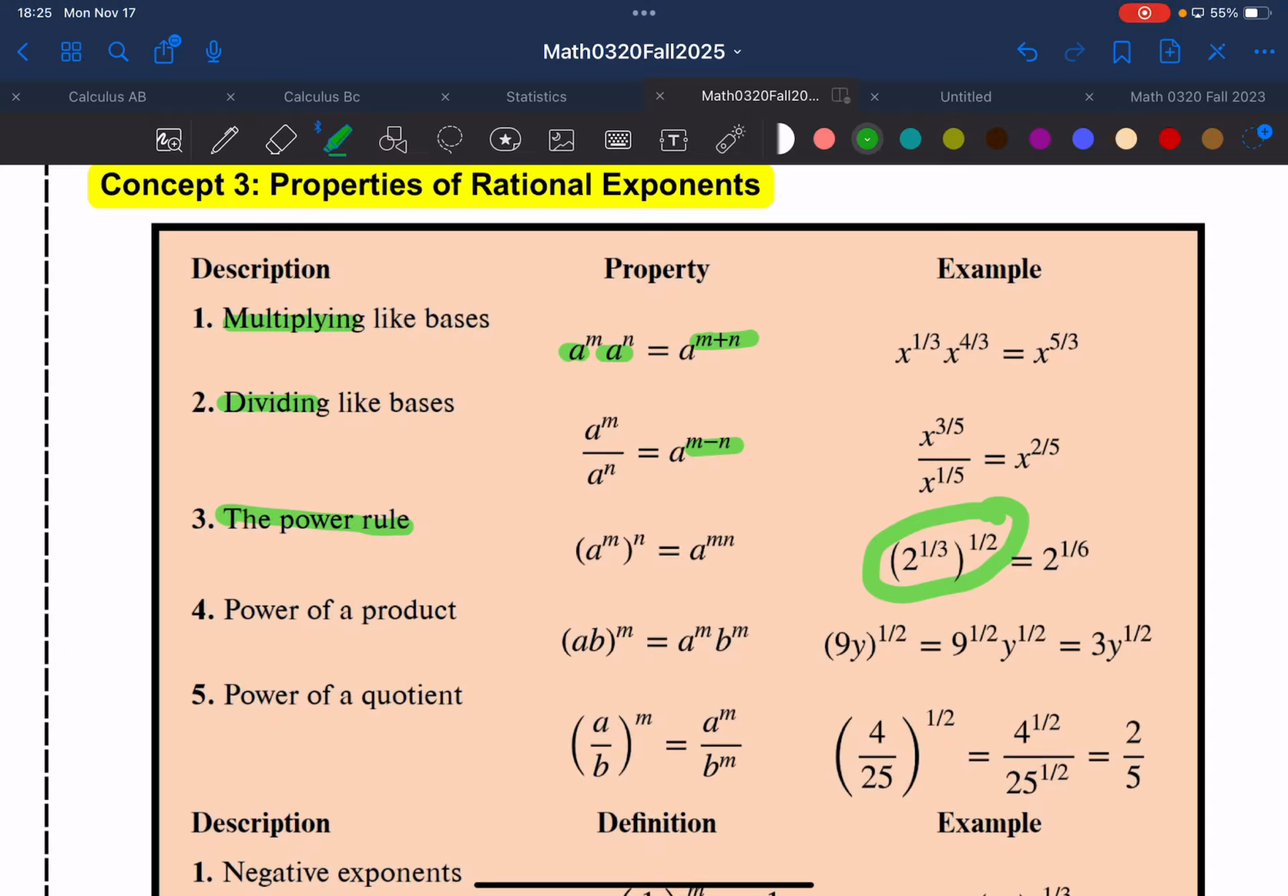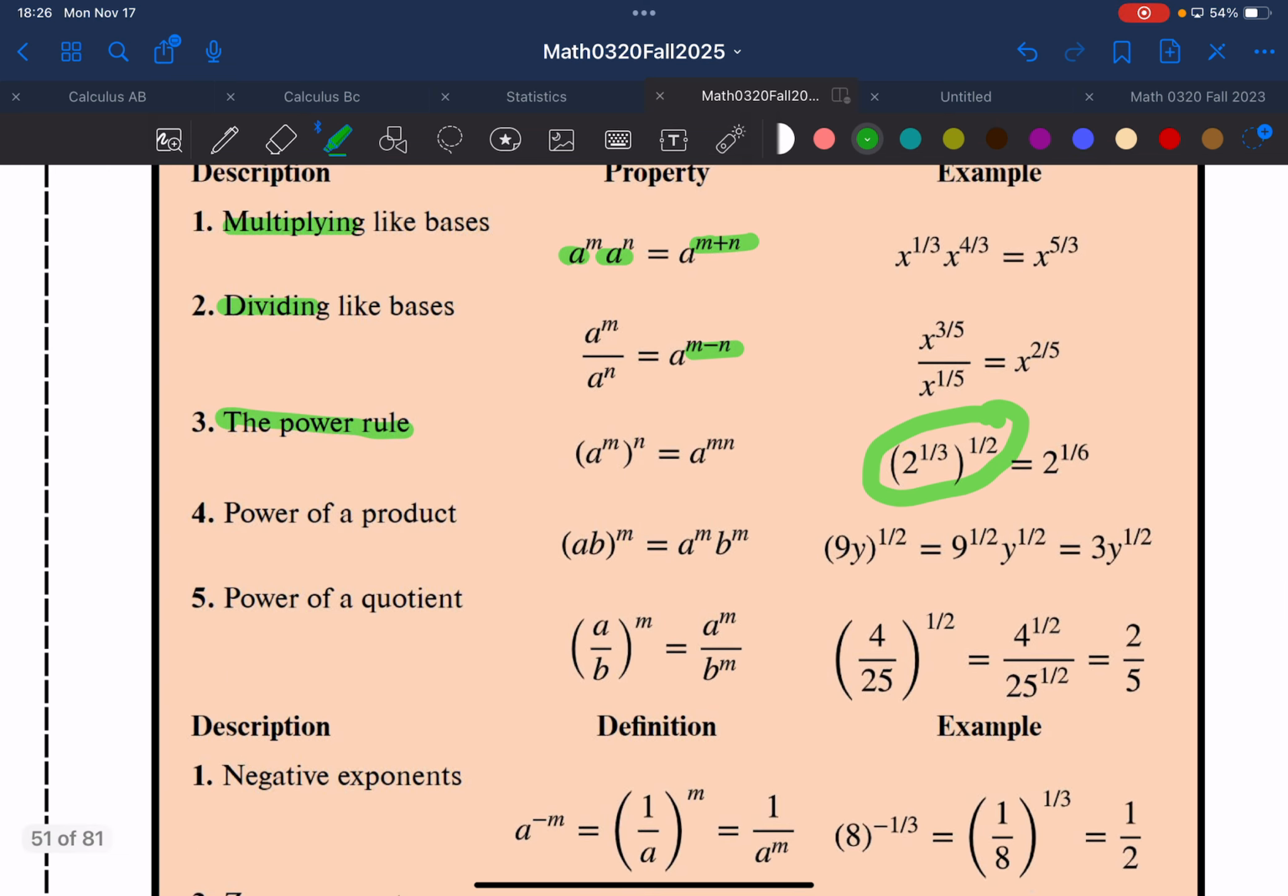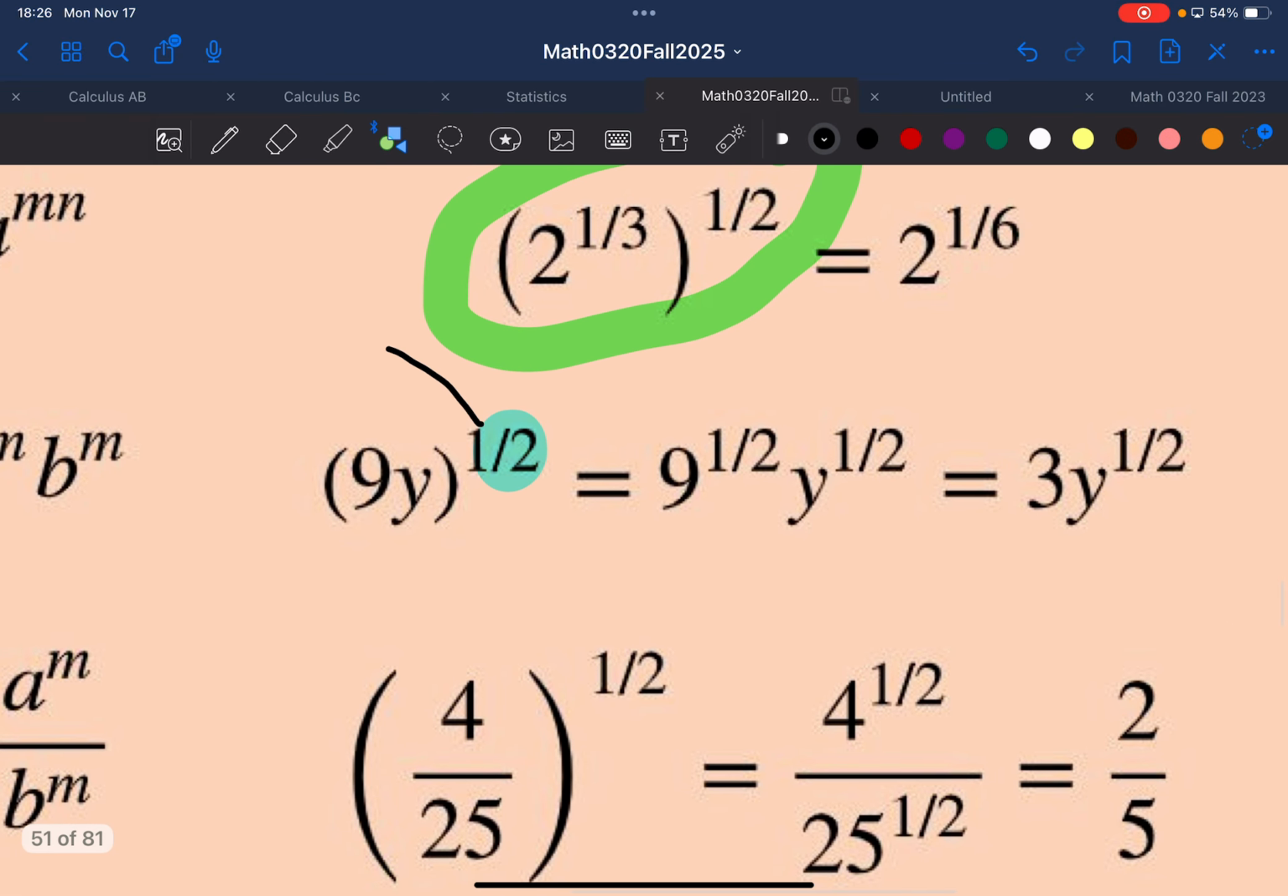Okay, let's see. And we kind of already did these next two right here. Power of a product, we just never gave them a name, and power of a quotient. So remember I said if we had something in parentheses that was raised to an exponent, we have to give the exponent to everything inside that parentheses.